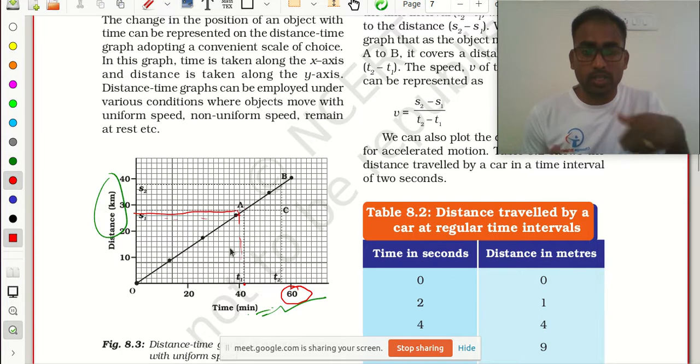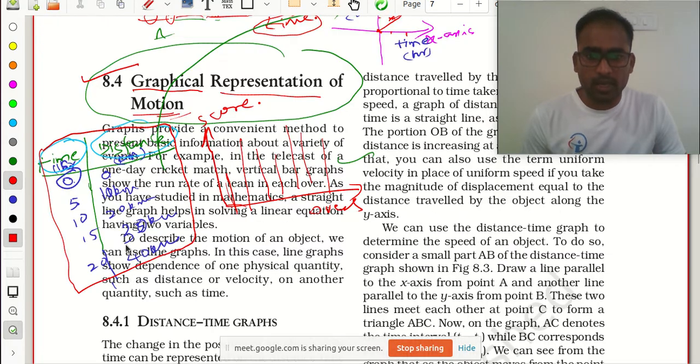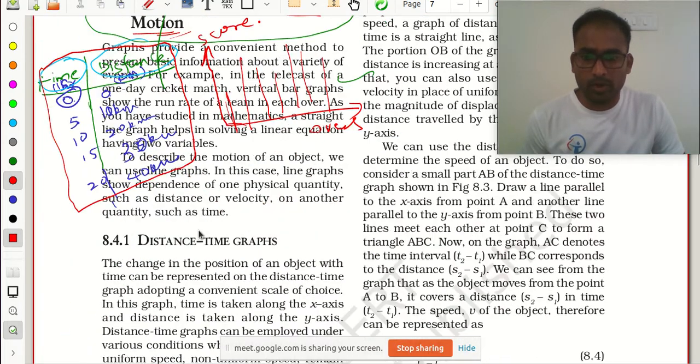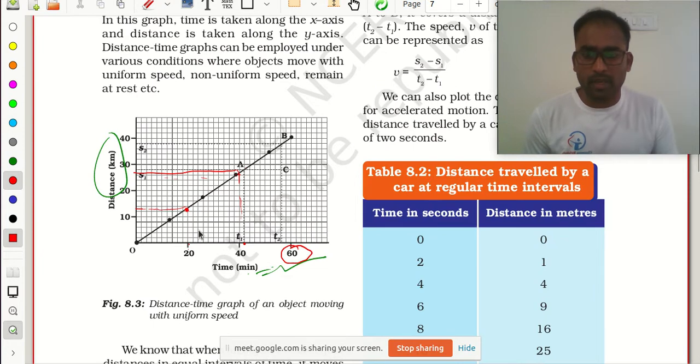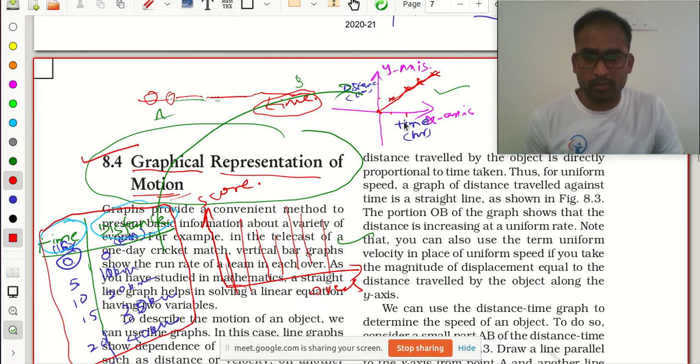Next, you need to learn to judge from the graph itself. So next, in 20 minutes, how many kilometers has the object covered? You follow this line here, you touch here, and you take here. So here, some 11 or 12 kilometers like that. So this we can understand from the graph, and by seeing this graph, what we can judge.